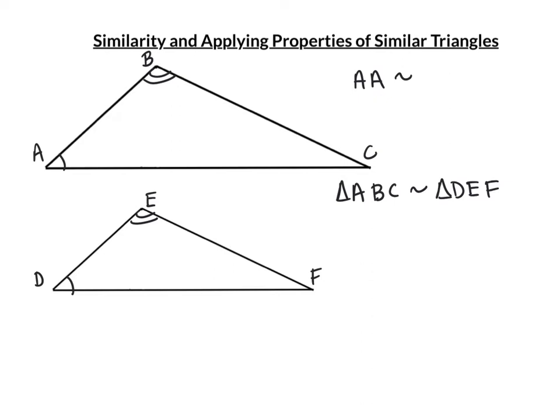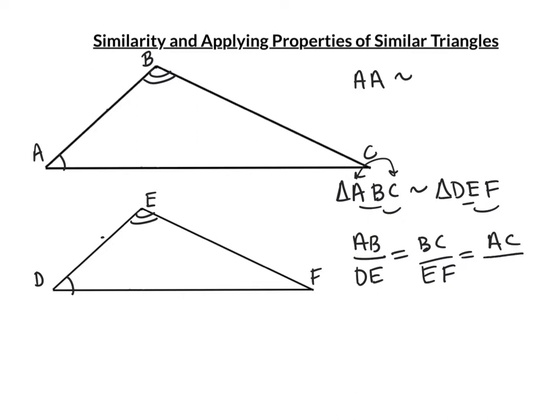And then, because those two triangles are similar, their corresponding sides are proportional. I know that AB, the first two, is to DE, the first two. AB and DE are proportional. I know that BC, the last two, and EF, the last two, are proportional. And the outside two, I know that AC is to DF.